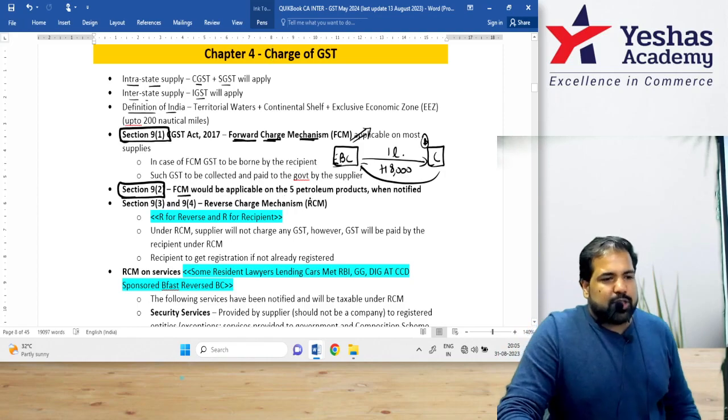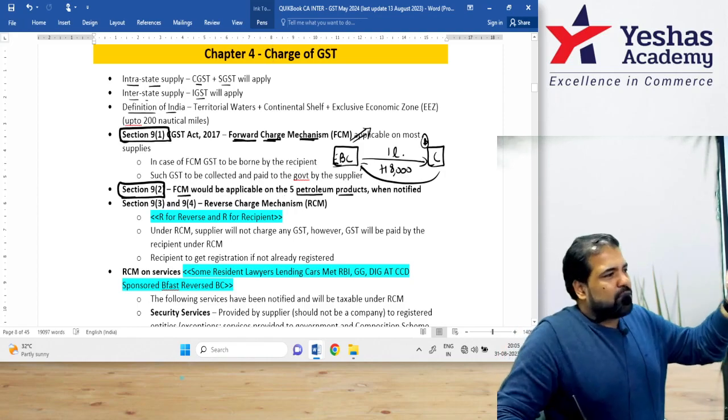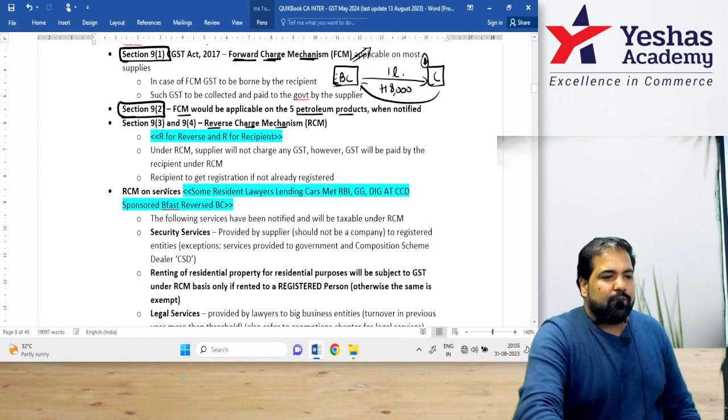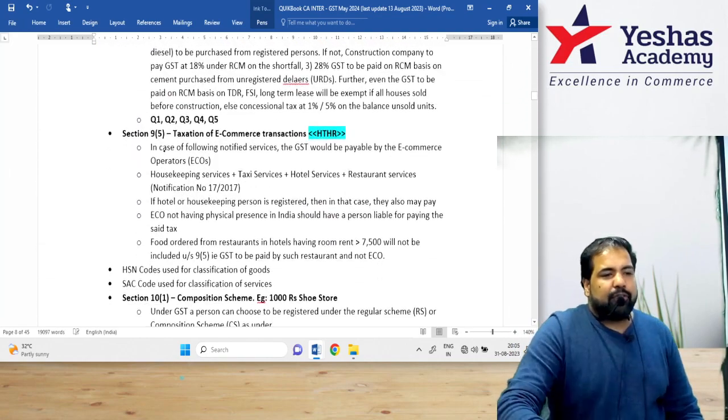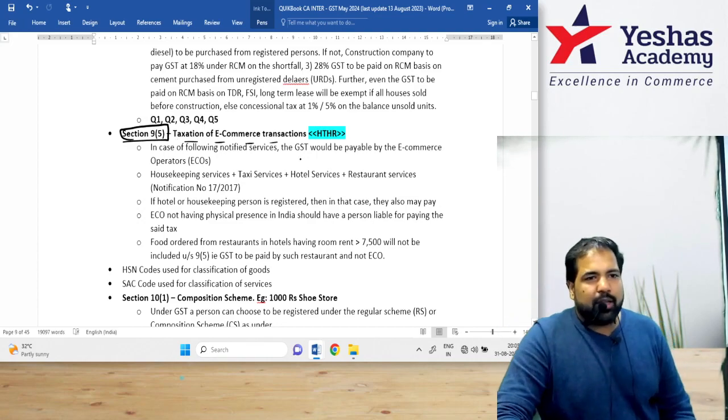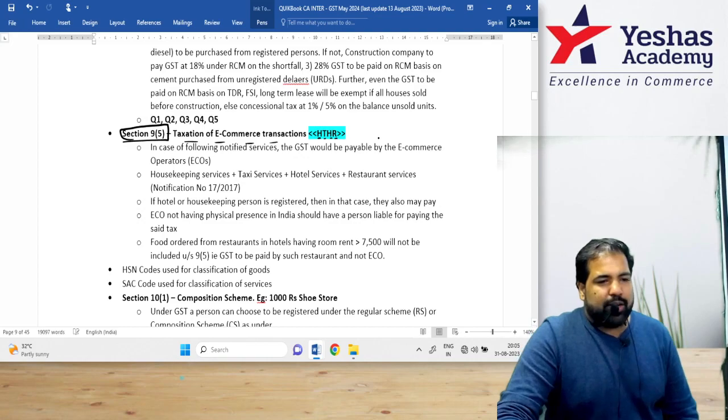Section 9(1) is which mechanism? Forward charge mechanism. ABC is selling a bike. When they sell a bike, guys, will they charge GST to the customer? And one guy will bear the burden, the other guy will bear the headache. Here is a diagram, guys. ABC, how much is the bike for? 1 lakh plus how much GST?